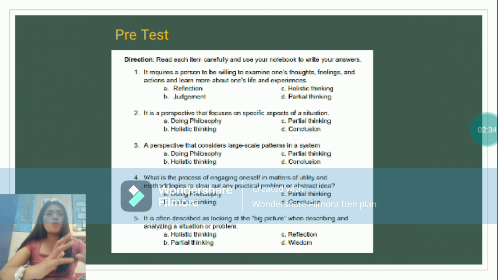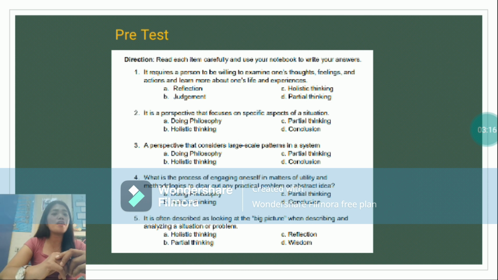Okay, number one. It requires a person to be willing to examine one's thoughts, feelings, and actions and learn more about one's life and experiences. Is it letter A, reflection, B, judgment, C, holistic thinking, D, partial thinking? Okay, number two. It is a perspective that focuses on specific aspects of a situation. Is it letter A, doing philosophy, B, holistic thinking, C, partial thinking, and D, conclusion?